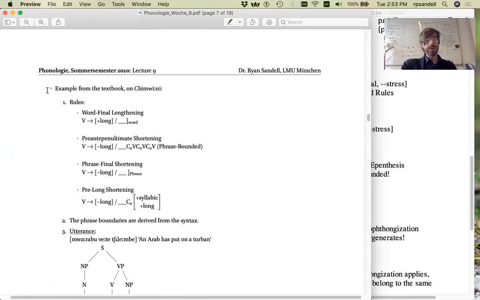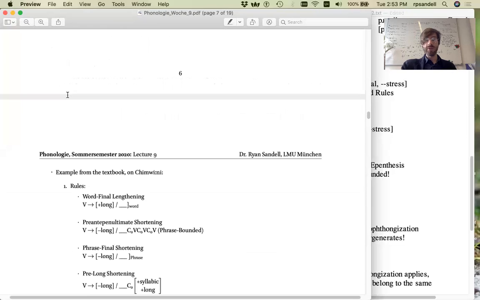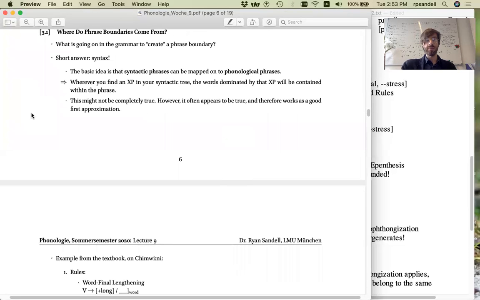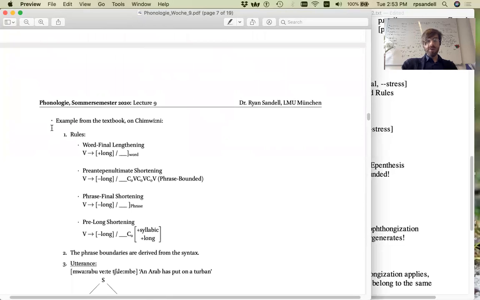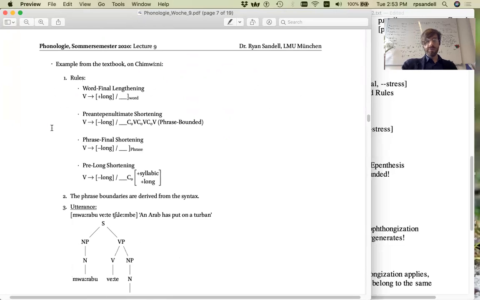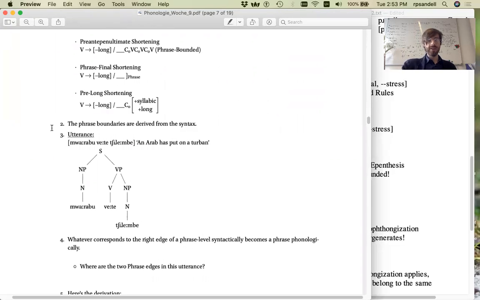So now we're going to be looking at an example from the language Chimwini, which is drawn from the textbook, that clearly illustrates these sorts of boundaries. Okay, so here we'll need a set of 4 different rules. Before I introduce the rules, let's have a look at the phrases here.